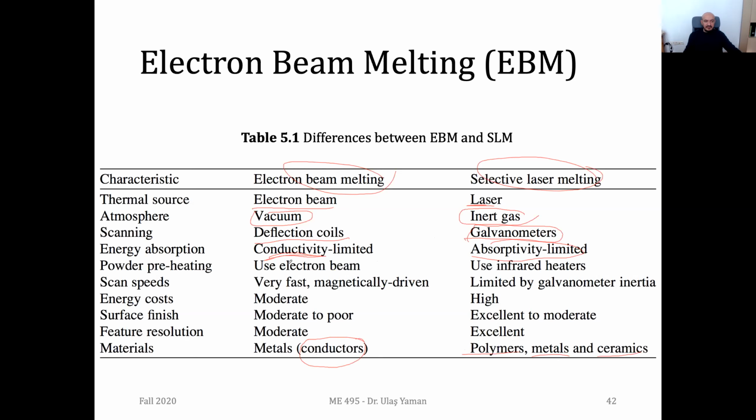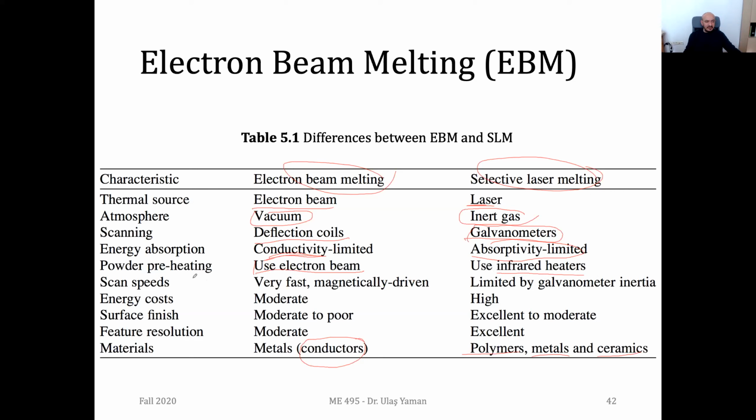Another thing, for the preheating, we discussed that it's better we do some preheating, since otherwise you need to use high power systems. For selective laser melting, we prefer to use IR heaters, infrared heaters. But for the electron beam side, we directly use the beam itself. We don't have special heaters around, since we want to have a properly controlled environment. That's why we only use the electron beam itself.